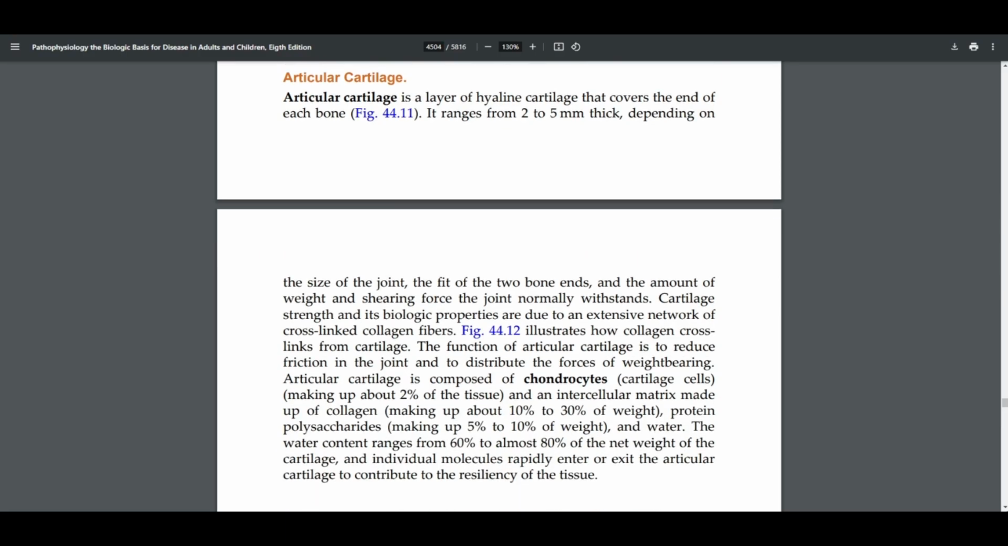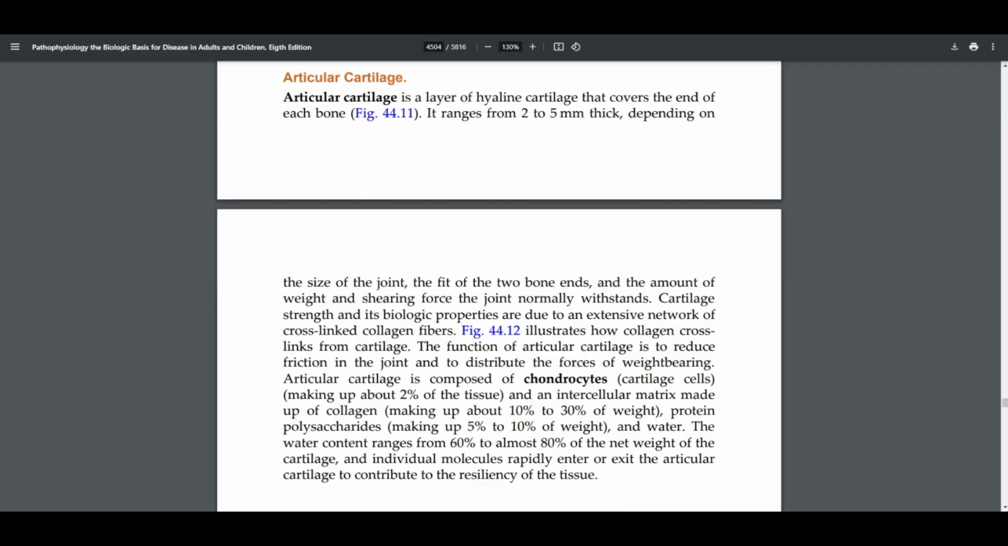Your articular cartilage is a layer of hyaline cartilage that covers the end of each bone. It's anywhere from 2 to 5 millimeters thick, depending on the size of the joint, the fit of the two bone ends, and the amount of weight and shearing force the joint normally withstands. Cartilage strength and its biologic properties are due to an extensive network of cross-linked collagen fibers. Figure 44.12 illustrates how collagen cross-links in cartilage.